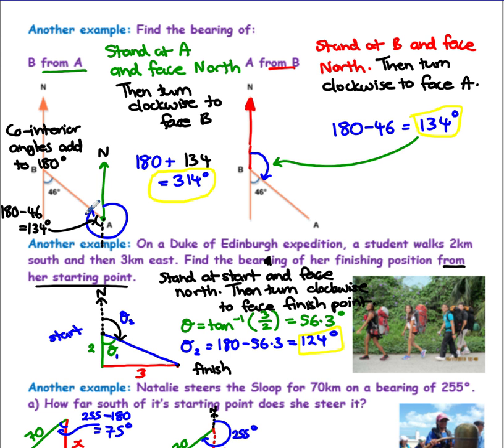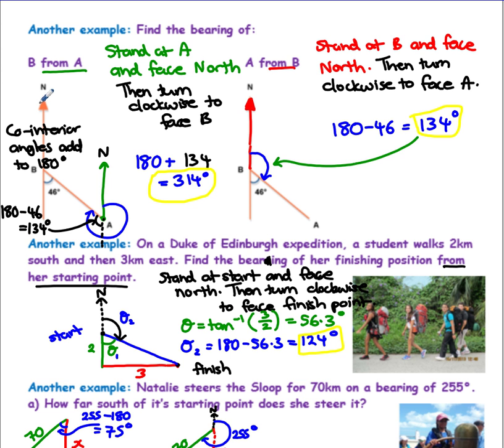So if this one is 46, then this little angle here has to be 180 minus 46. So this little angle here is 134 because it's co-interior. They're both on the same side of the transversal and inside the parallel lines. So this whole blue angle is 180, because it's that straight part there, plus this little angle here, which is 134. In total, the bearing of B from A, therefore, is 314 degrees.